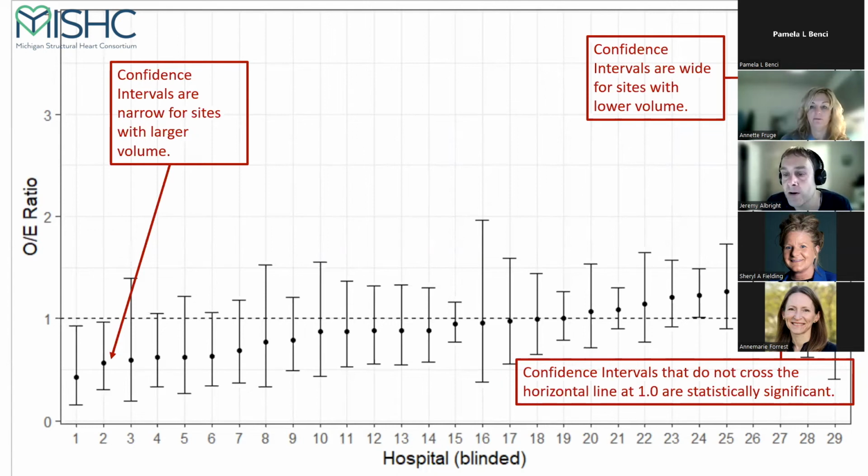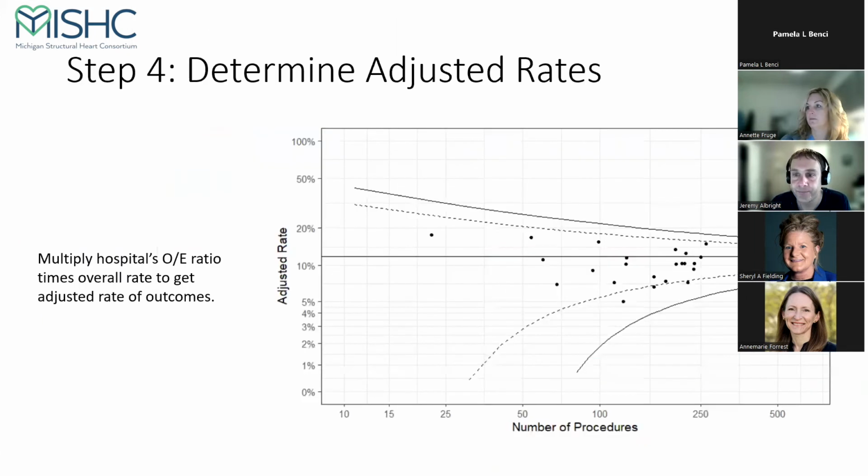There's only 1, maybe 2 cases: site number 24 is a little bit above the line. Site number 27 is above the line. Those are sites where they have significantly more readmissions than what we would expect, given the volume and given the patient mix that they have. Those are sites that we would maybe want to look at more closely and see if there's anything that we could do to help improve performance.